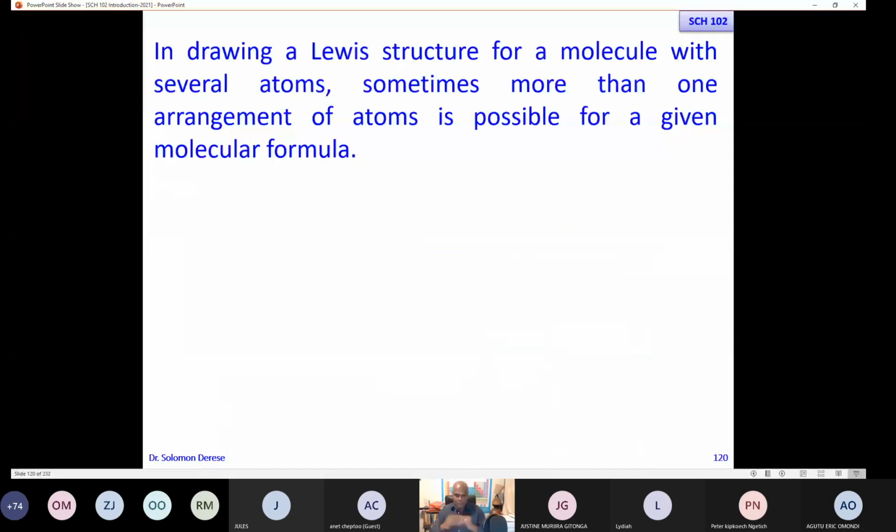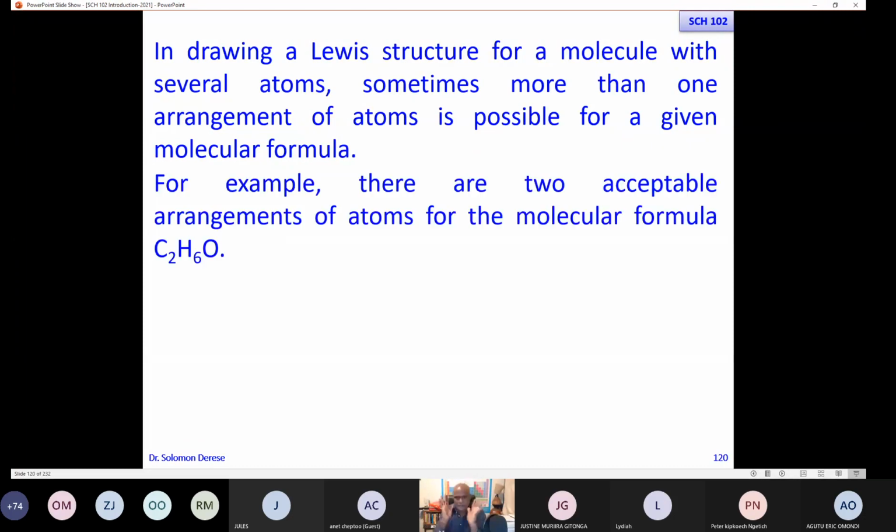It's okay. Okay, good. Now, as I finish, you remember what I said as step one when drawing the Lewis structure is to arrange atoms. Then, as I told you also, arranging atoms is not an easy thing. Because let me just give you a simple example. If you are asked to draw the Lewis structure of a molecule that has got 2 carbons, 6 hydrogens, and 1 oxygen, C2H6O, these 2 carbons, 6 hydrogens, and 1 oxygen can be arranged in more than one way.